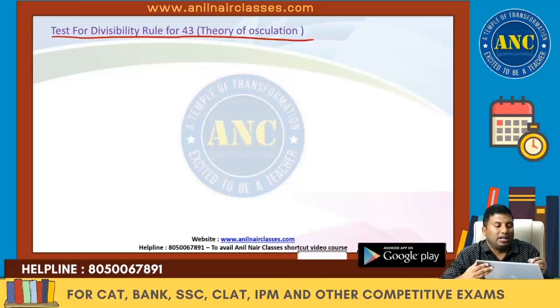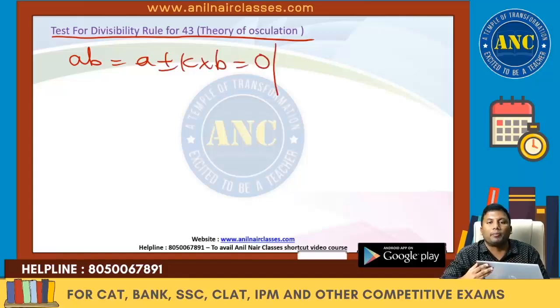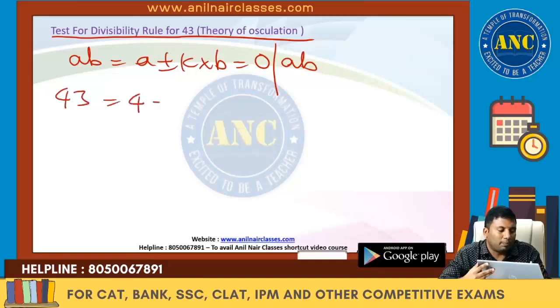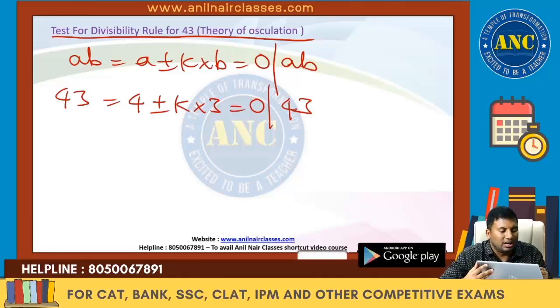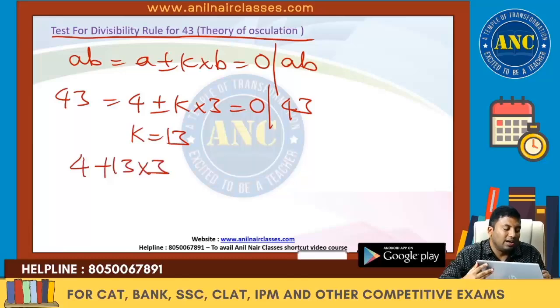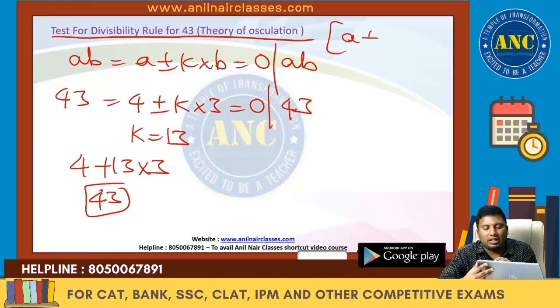Divisibility rule for 43. The theory of oscillation states that a plus or minus k into b should be either 0 or divisible by 43. 43 is 4 plus or minus k into 3. If I take k value 13, this is nothing but 4 plus 13 into 3. 39 plus 4 is 43. So the divisibility rule for 43 is a plus 13b.